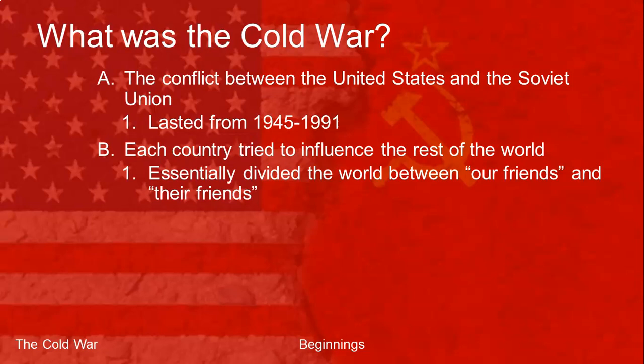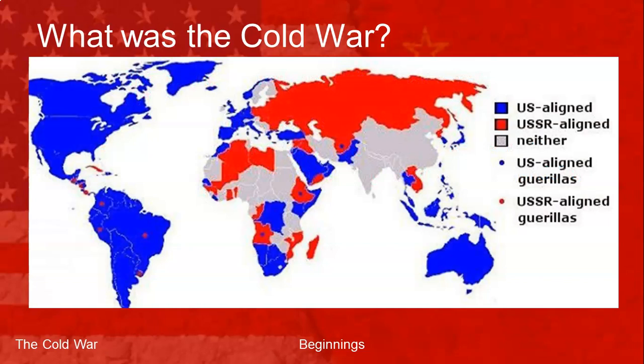A lot of times we would talk about the world map during the Cold War being countries that were either blue or red. So here you have an example of that. The blue countries are, of course, us and our friends. The red countries were the Soviet Union and their friends and their allies.